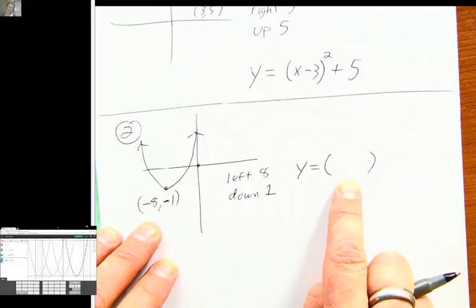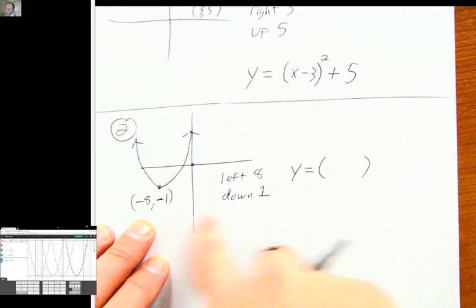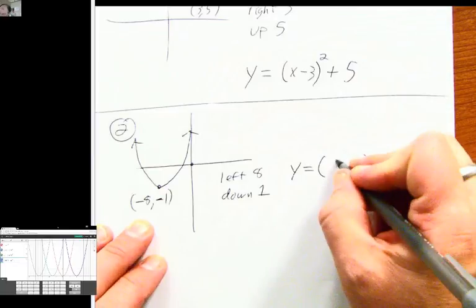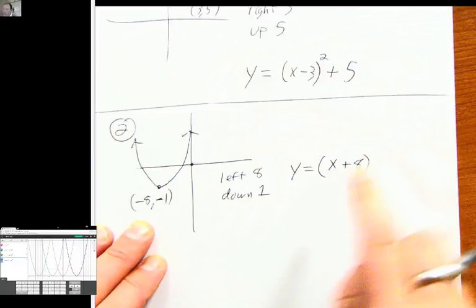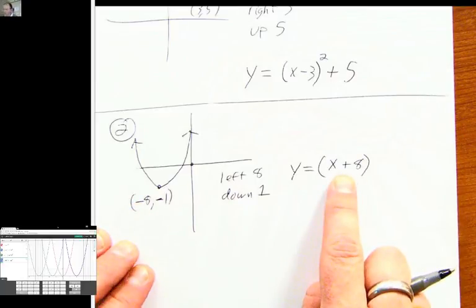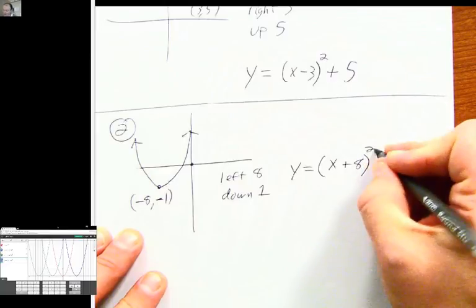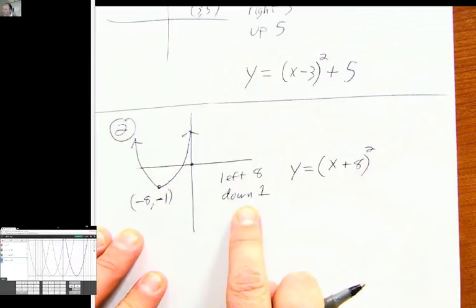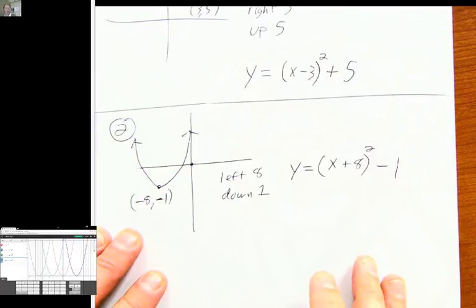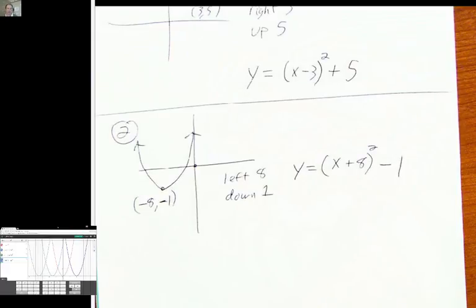If I plug negative 8 into this equation, I want this parentheses part to be 0. So I'd go with x plus 8. Common sense says minus. That's why we put plus. It's on the inside of the function. And that'd be squared. Outside of the function, we're going down 1. So outside of it, we just merely subtract 1. And that is writing equations when you're given a graph.